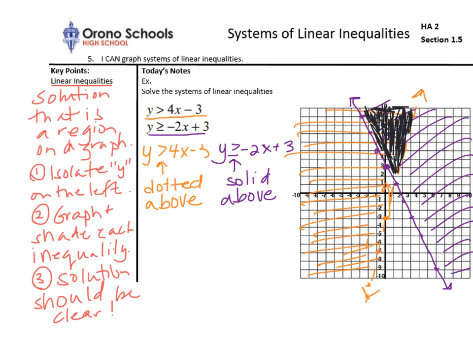Every ordered pair in that shaded region, that darkened in region, would make both inequalities true at the same time.